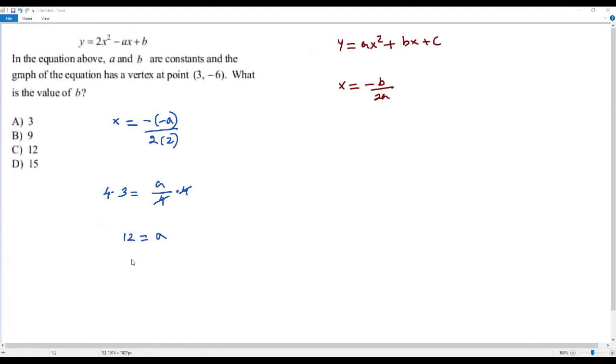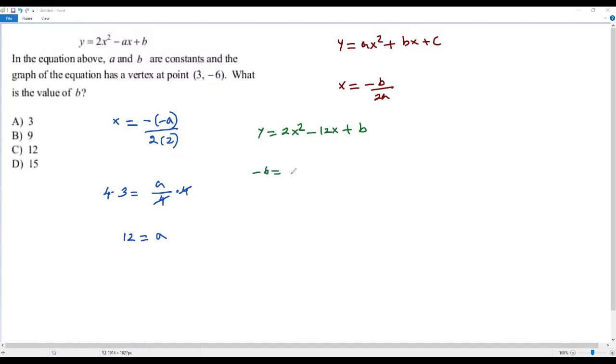Now what I can do is plug in this 12 for a over here into the given quadratic function. Then the function becomes y equals 2x squared minus 12x plus b. Already we know that this is the vertex of the graph of this quadratic function, so we have this point on the graph. So we can plug in this point into this equation. We plug in this x coordinate 3 for x over here, and y coordinate negative 6 for y over here. Now let me do it.